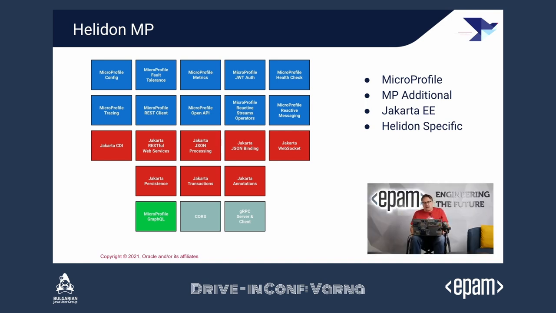But out of the box, you get not just these specifications, you get even more. That means that out of the box, you also have persistence and transactions. They are all Jakarta specifications, WebSocket as well, and you get MicroProfile GraphQL, which is like a side specification right now for MicroProfile, but we're following its rules. And even more than that, you get CORS and gRPC, both server and client. So out of the box, you get a massive tool set.